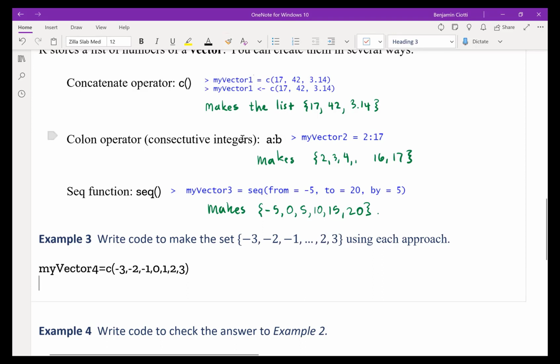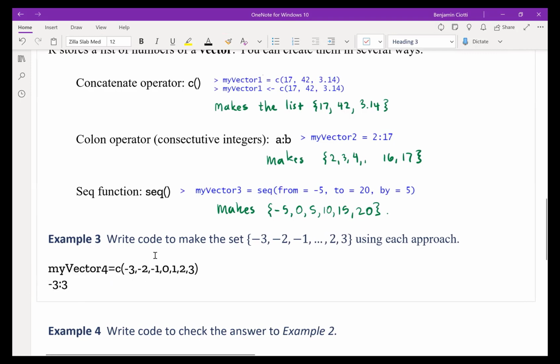Another way to do it, how about using the colon operator? In that case, we could write -3 colon 3. If you type -3 colon 3, that will create this vector. I gave it a name right here. And in fact, you don't really need to give it a name for this purpose. You only need to give it a name if you want to use it for something else. That's something that you'll discover as you start investigating R. But let's just give it a name since I already did that. So we could say my vector 5 is that.